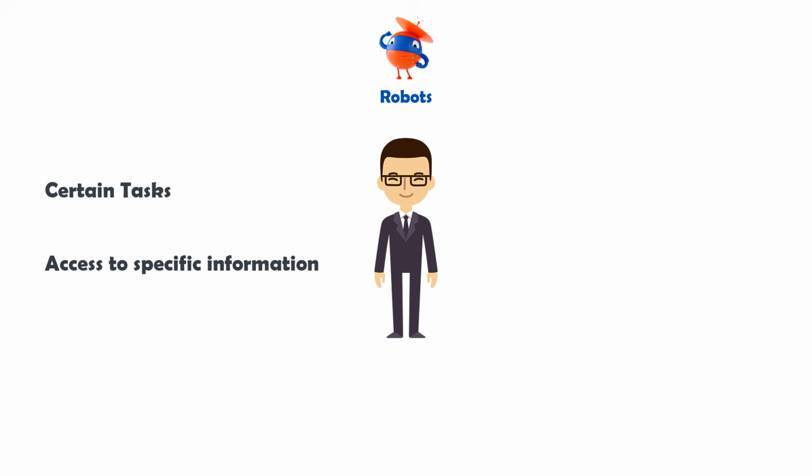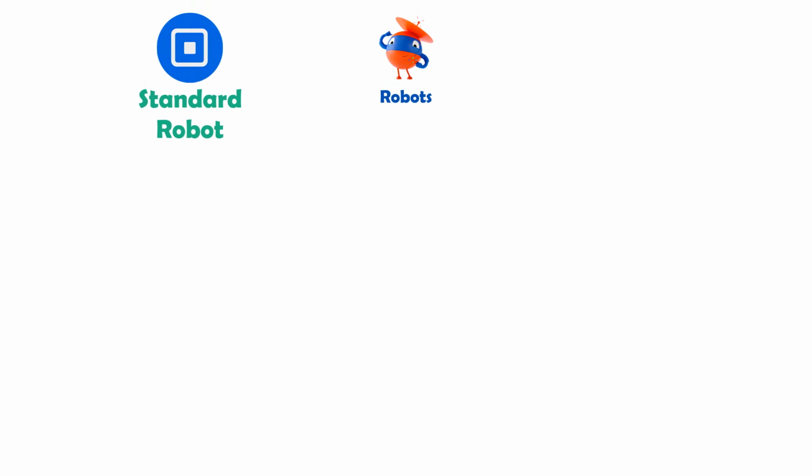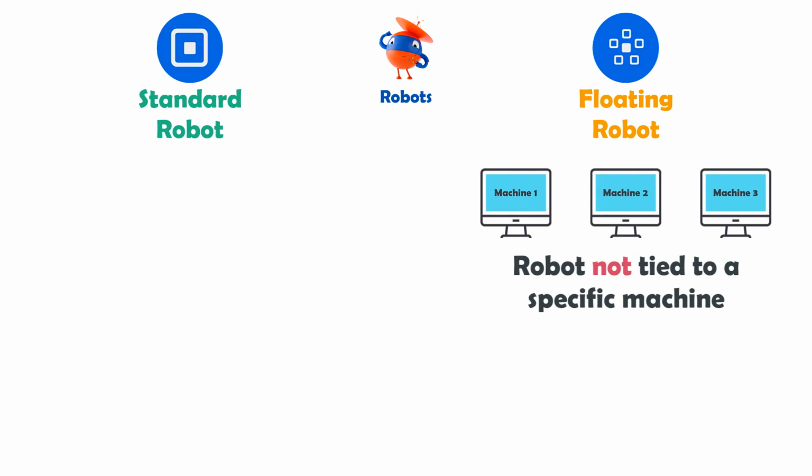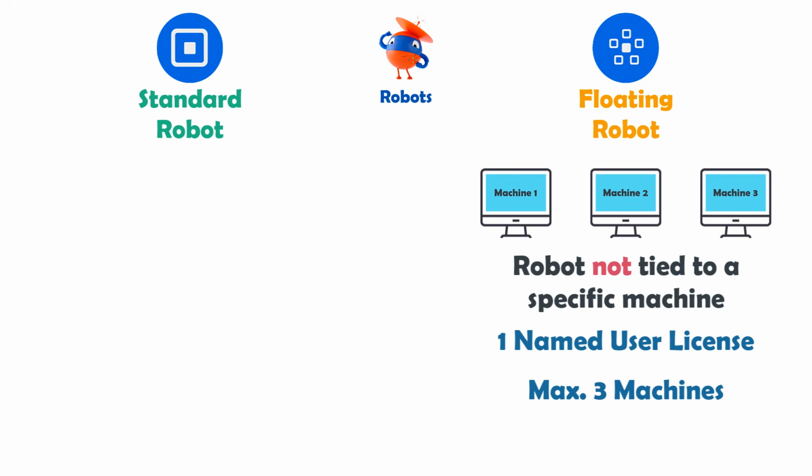There are 2 kinds of robot: standard robot and floating robot. Floating robots are robots that enable users to use UiPath Robot on multiple computers. This means that the robot is not tied to a specific machine. With one named user license, one user can use UiPath Robot on a maximum of 3 machines at a time. But the user has to log out from a machine to use the other machine.